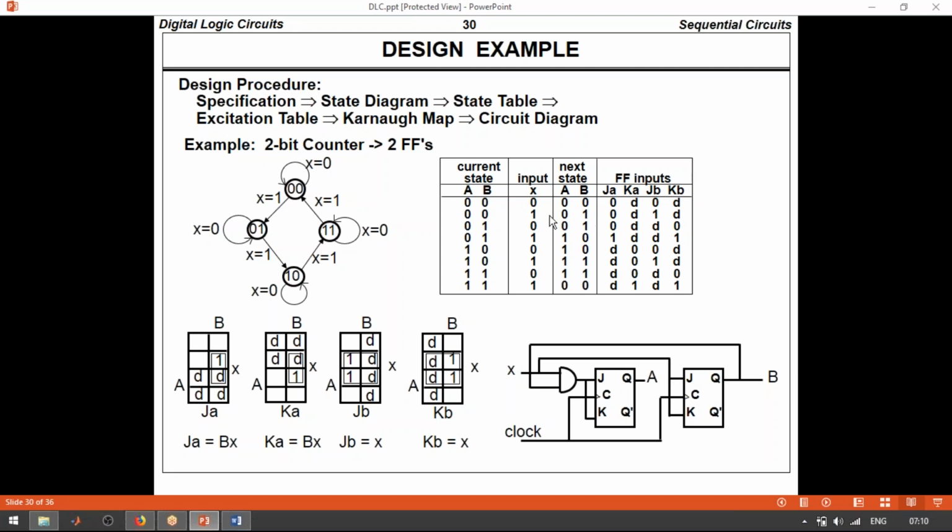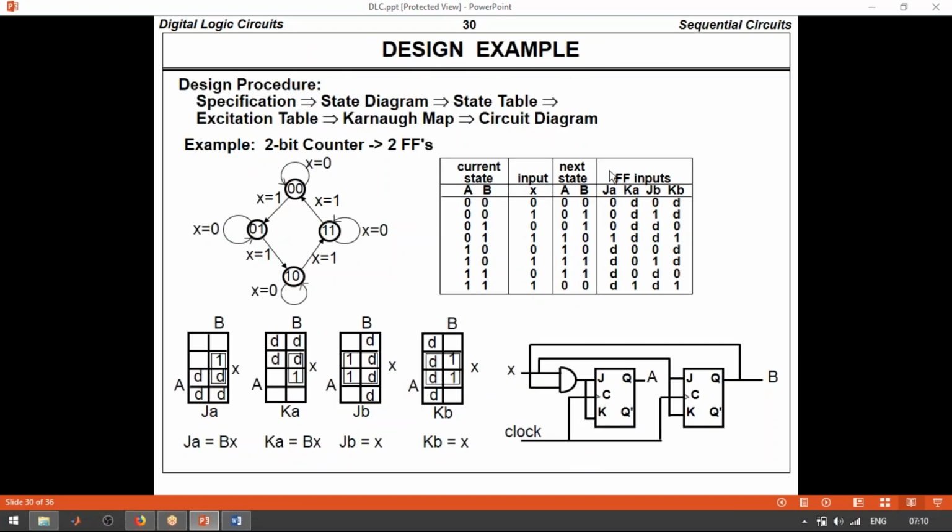Yeah. So here based on the input, the state will change. And we are not explicitly specifying the output here. So it means it is a Moore machine, because inside the state we are defining the output. That means 0 0 defines the state as well as the output. So that's why it is called a Moore machine.